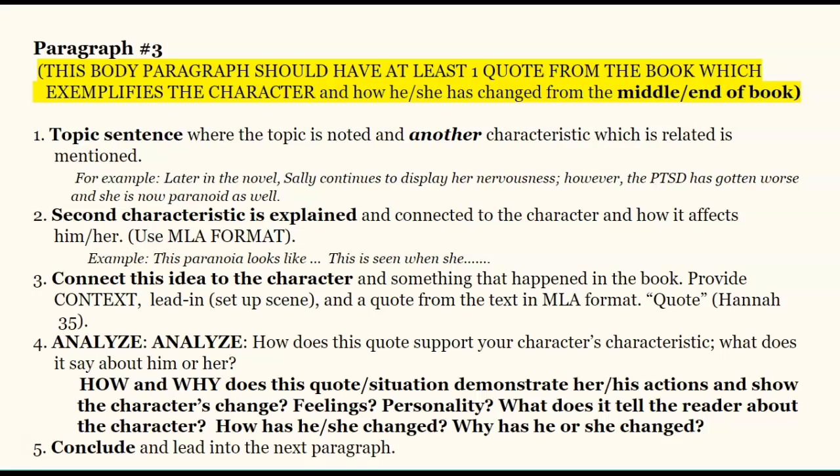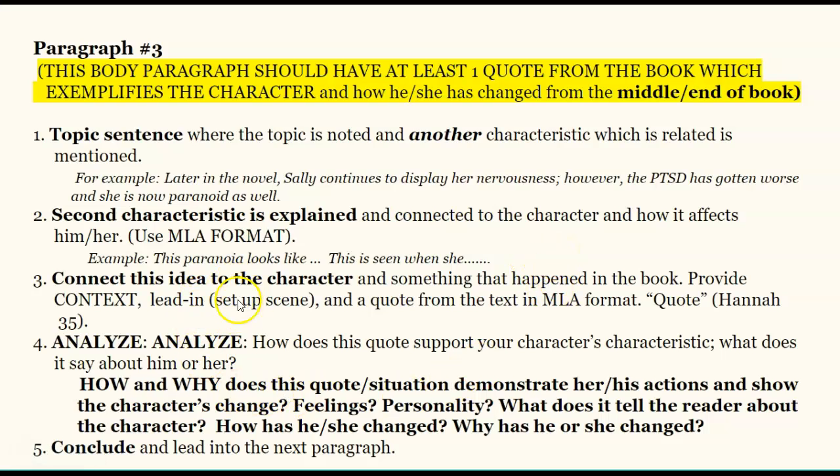Now you're telling me how they have changed. So my topic sentence looks a little different. Later in the novel, Sally continues to display her nervousness. However, the PTSD has gotten worse, and now she is paranoid as well. This paranoia is seen when she, and then I'm going to provide some context.